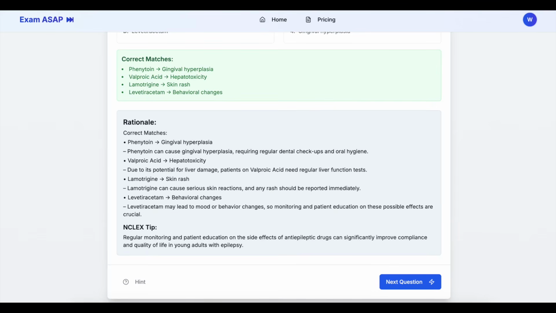Lamotrigine is with skin rash. Lamotrigine can cause serious skin reactions, and any rash should be reported immediately. Levetiracetam is with behavioral changes. Levetiracetam may lead to mood or behavior changes, so monitoring and patient education on these possible effects are crucial.